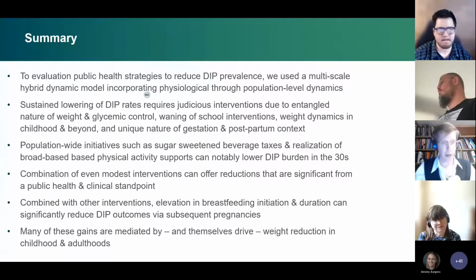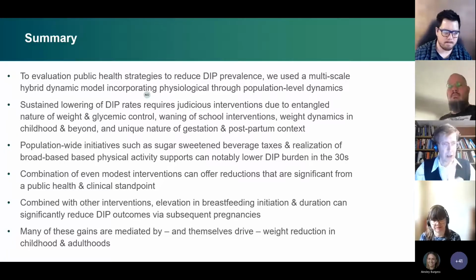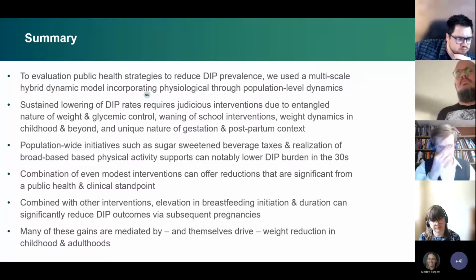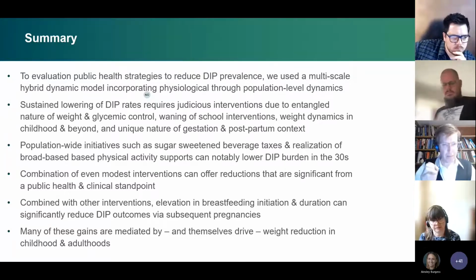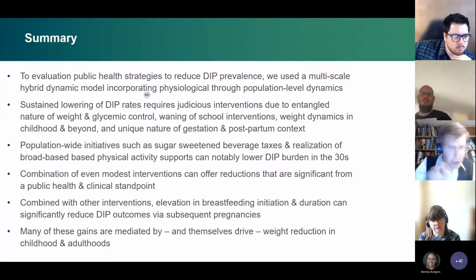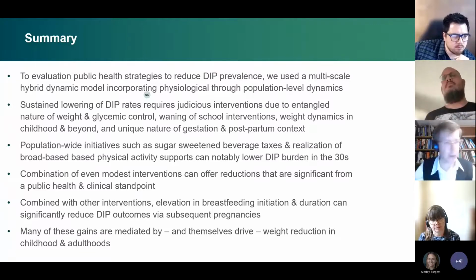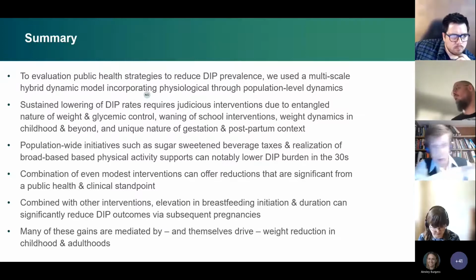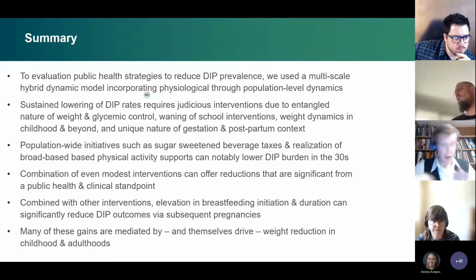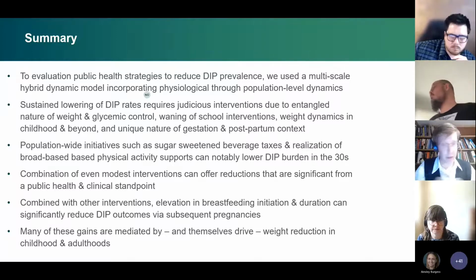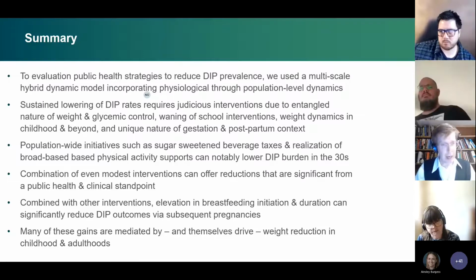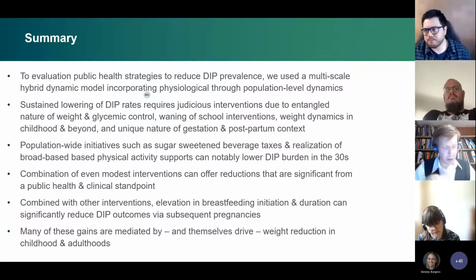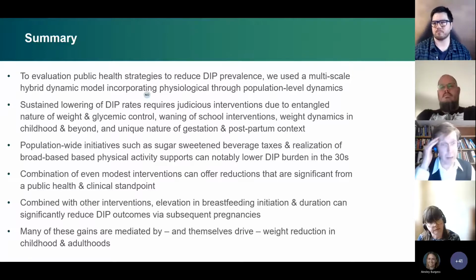Time is very limited here, and I apologize, but I'll have to end with a brief summary. To really evaluate public health strategies to reduce DIP prevalence, one needs to select judicious interventions. There's a lot of entangled features here: weight and glycemic control, impacts of school interventions and their waning as one gets into the years of pregnancy, weight dynamics in childhood and beyond in the next generation, and this unique nature of the time of pregnancy and postpartum.